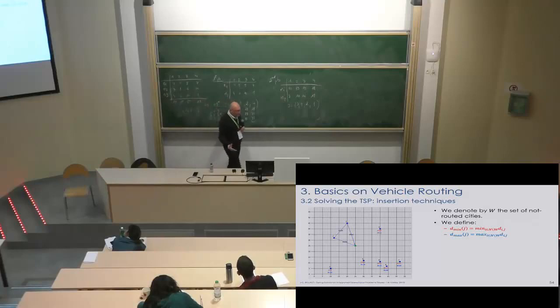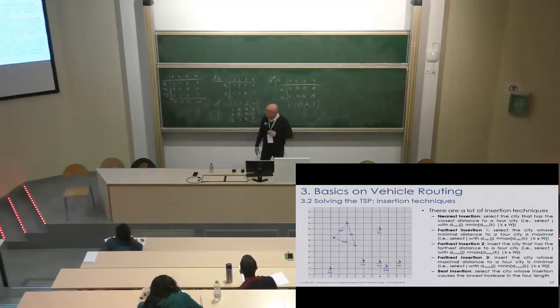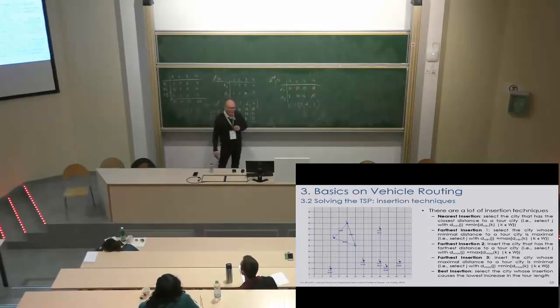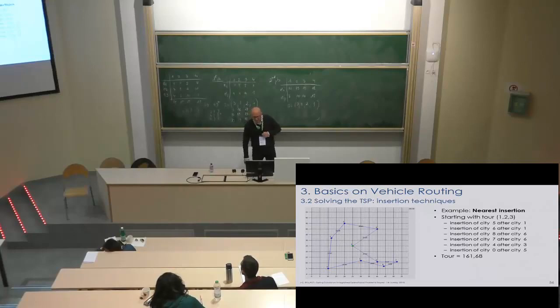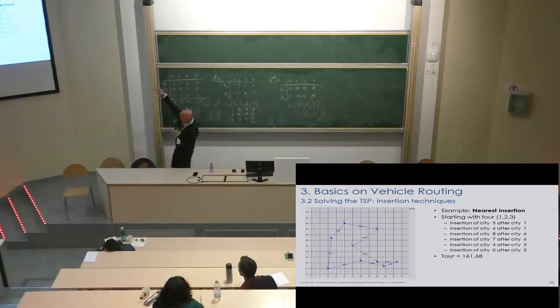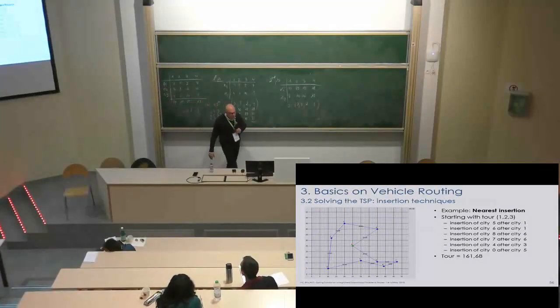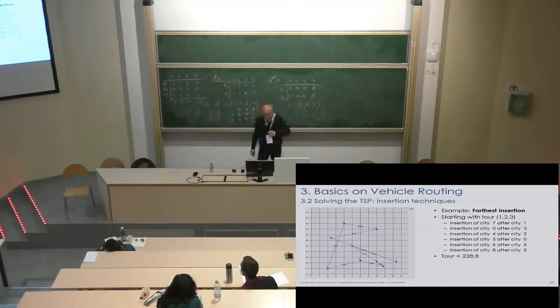And then we can imagine several methods: nearest insertion, farthest insertion, farthest insertion 1, 2, 3, best insertion, etc., depending on the choice of the city and where to insert it in the tour. So we can imagine a lot of methods. Here it's nearest insertion, first starting with 1, 2, 3. First we insert city 5, then city 6, etc., and we obtain this tour. If we choose farthest insertion, we obtain this very strange solution. Then farthest insertion 2, etc.